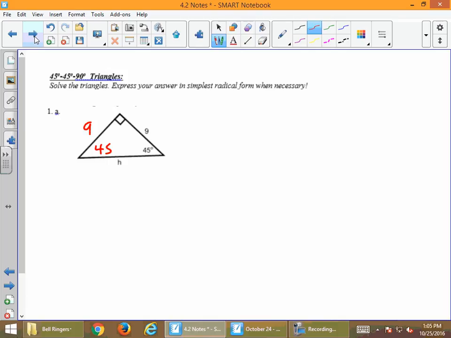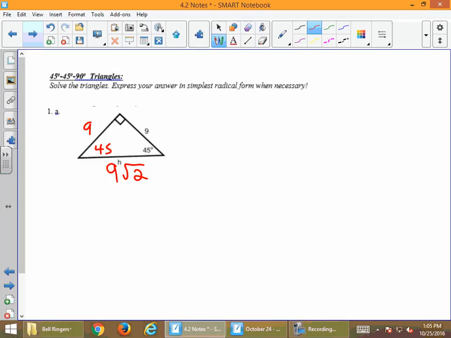Here's what you do. 9. Put a radical 2 behind it. You're done. No need for a calculator. See what I did there? This is the exact answer. You could get an answer that would be a decimal, but then you have to round that decimal because it goes on forever. So this is the exact answer: 9 radical 2. You just take the leg, tag on that radical 2 behind it, you're done. No need to go any further than that.